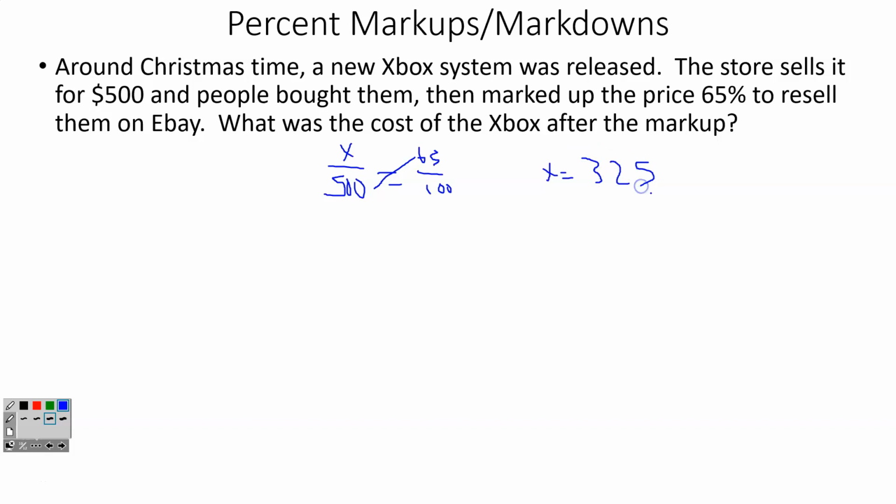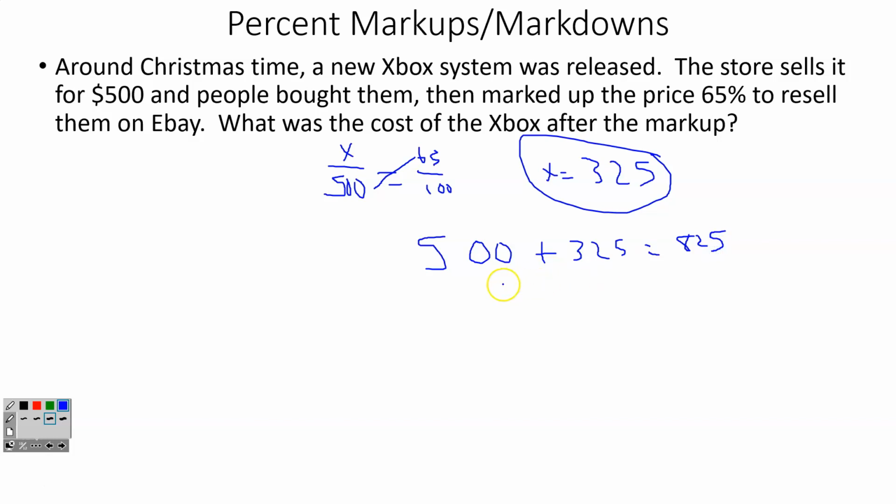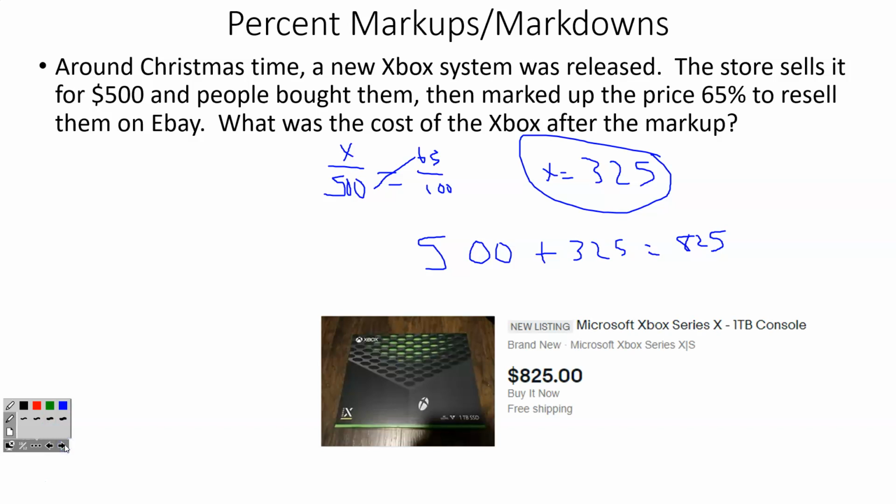That's not the cost after the markup, that's just how much they're being marked up by. To find the total cost, I have to do 500 plus 325, which gives me an answer of 825. So people were reselling these new Xbox systems for $825, and there's kind of proof of it. This is copied right off of eBay.